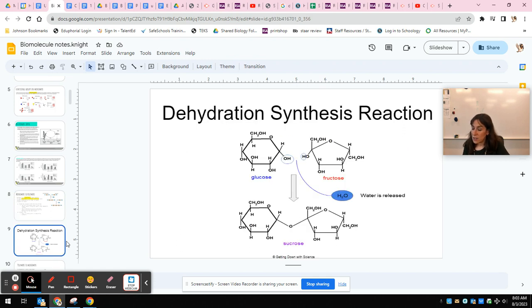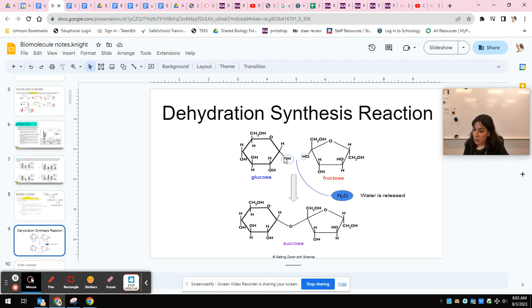This is showing the dehydration synthesis of sucrose, for the formation of sucrose from two monosaccharides, glucose and fructose. So these are two single sugars, and here's two hydroxyl groups right here. And what happens is an enzyme is going to bring them close enough together where this hydrogen is going to get pulled to this hydroxyl group. And when that happens, a water molecule will form. OH plus H yields H2O.